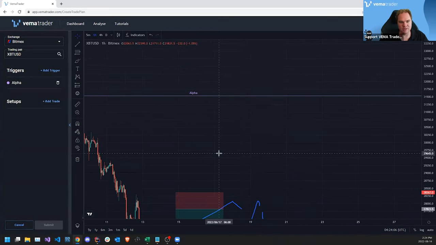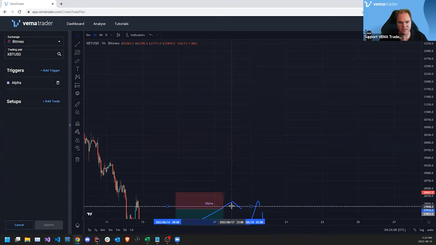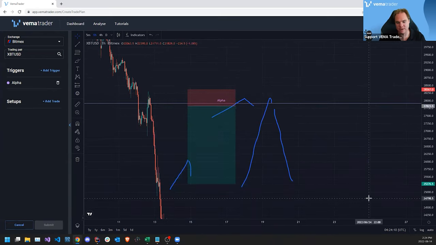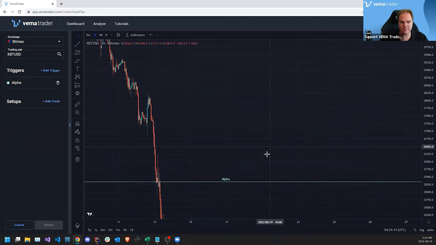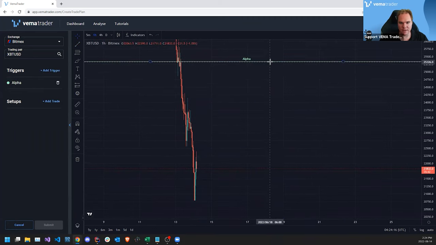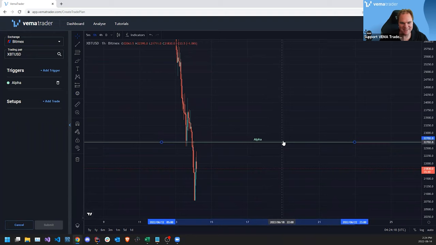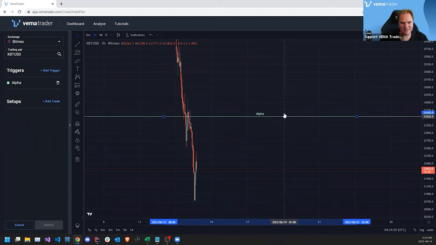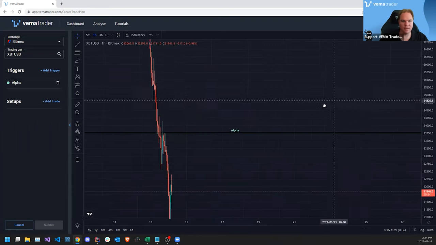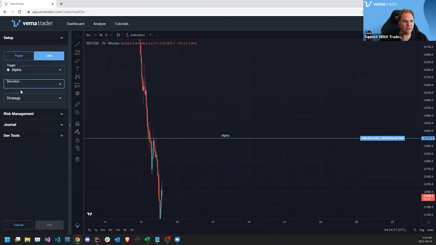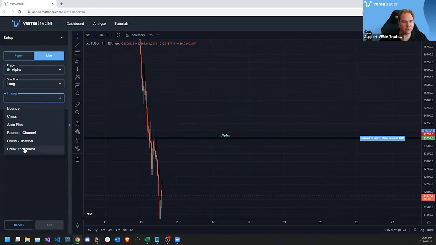It's going to look pretty ugly because it's going to jolt itself up, so let's move it down somewhere and get rid of all this crap. When in doubt, clear your chart, mate. You can just draw a new line and keep coming down. There we go. So let's say we're looking for a break around this spot. I will go add long break and retest.